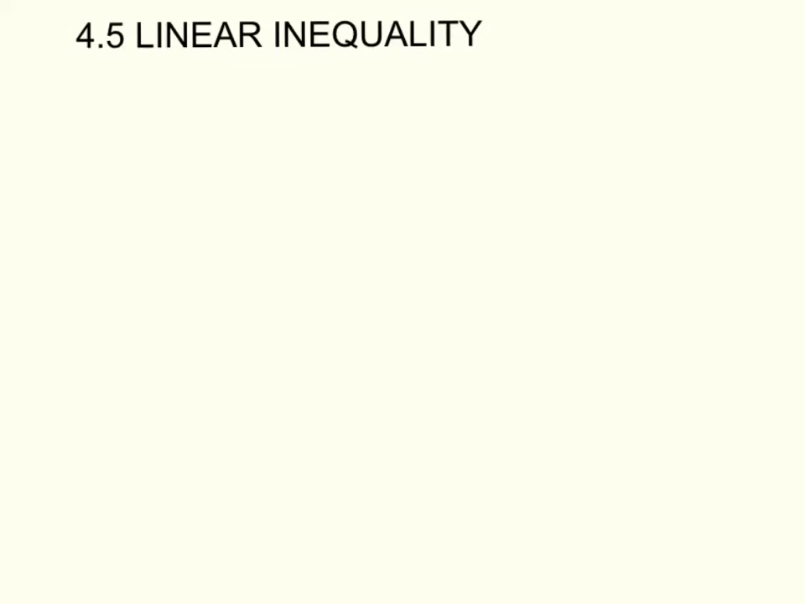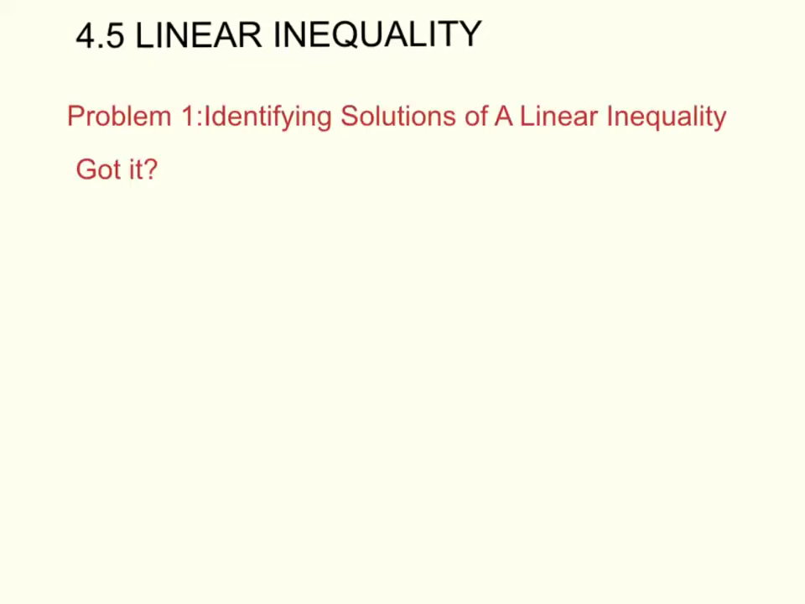Your essential understanding: a linear inequality in two variables has an infinite number of solutions. These solutions can be represented in the coordinate plane as the set of all points on one side of the boundary line. So we'll go over what the boundary line is as well. So we're going to start with problem 1. In this section, we just want to know if the ordered pair is the solution.